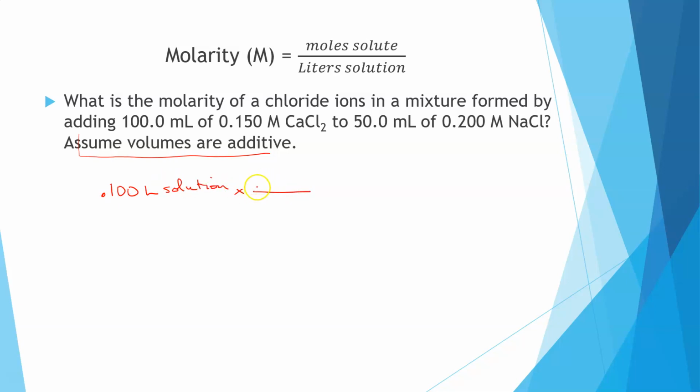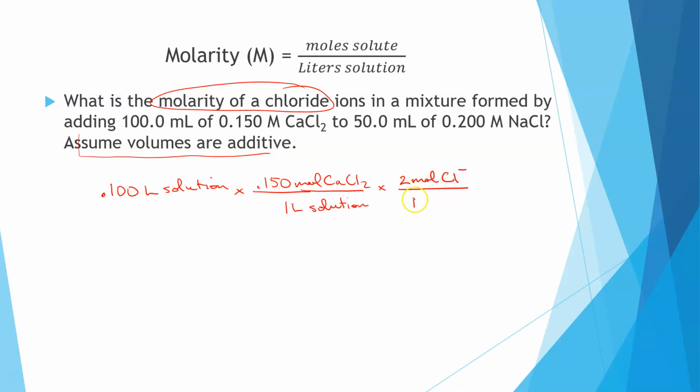times 0.15 moles CaCl2 per 1 liter of solution. And that gives me the moles of calcium chloride, but now I need to take into account dissociation because I've been asked to find the molarity of the chloride ions. So I need to say that there are 2 moles of chloride ions for every 1 mole of CaCl2, and that's going to be 0.0300 moles of chloride.